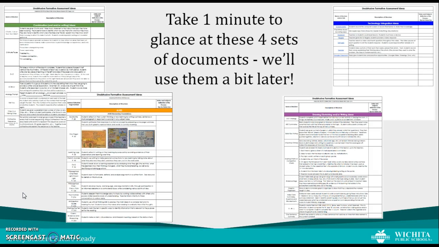On the Standards Reference Grading website, the district has offered some examples of unobtrusive assessments in different areas. These are printed behind your note-taking device, so go ahead and pause this video and take about 1 minute just to glance at these documents. We are going to probably use them next week or look at them a little bit deeper later.